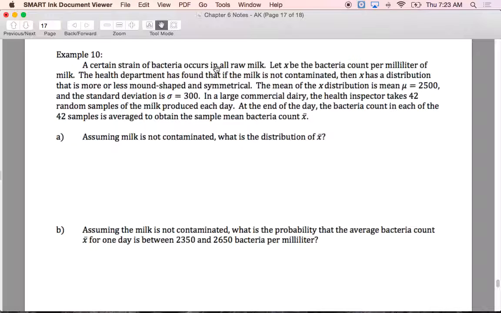In a large commercial dairy, the health inspector takes 42 random samples of milk produced each day. At the end of the day, the bacteria count in each of the 42 samples is averaged to obtain the sample mean bacteria X bar. For part A, assuming milk is not contaminated, what is the distribution of X bar? We have an n that is bigger than 30 because they tell you 42 samples. So that means that X bar is normal.